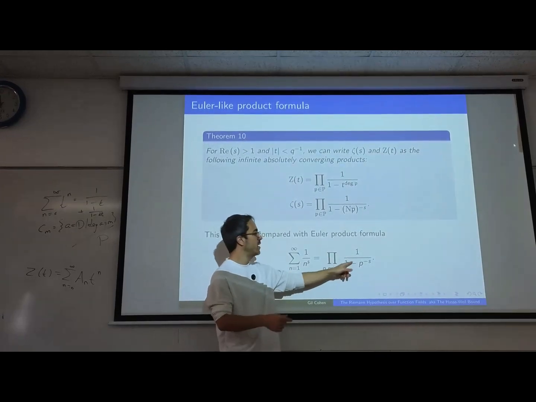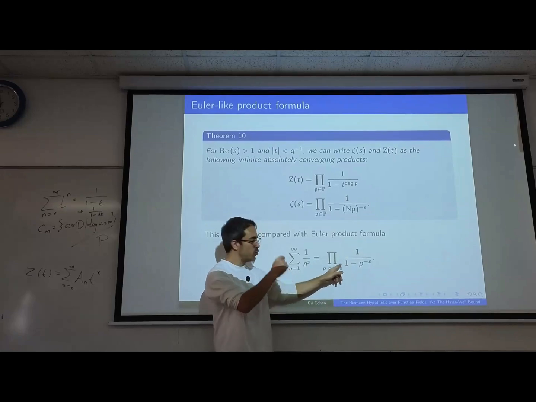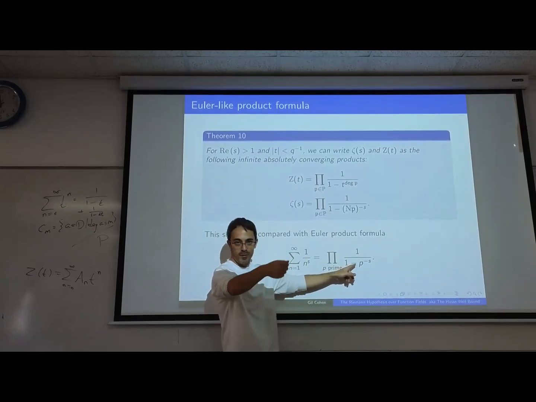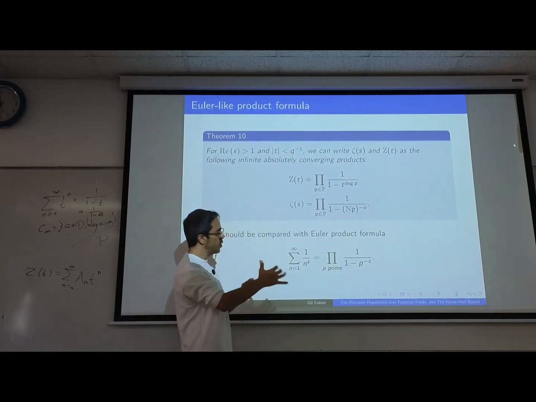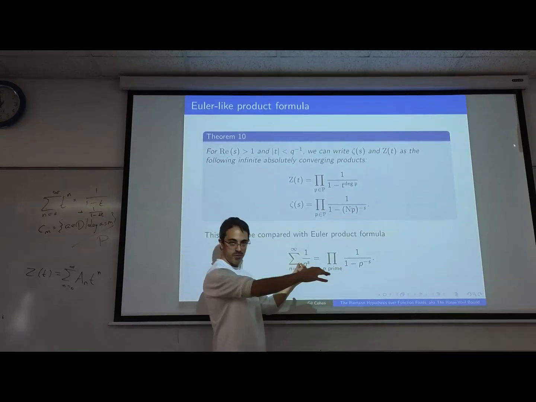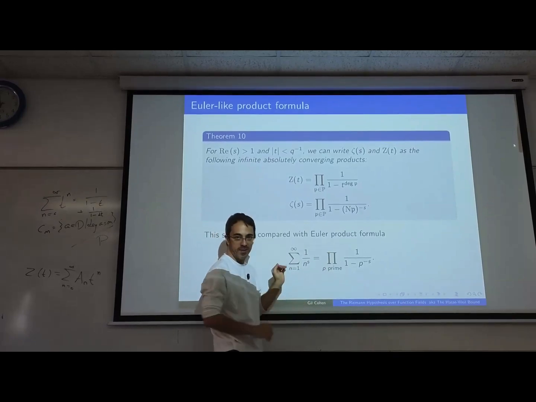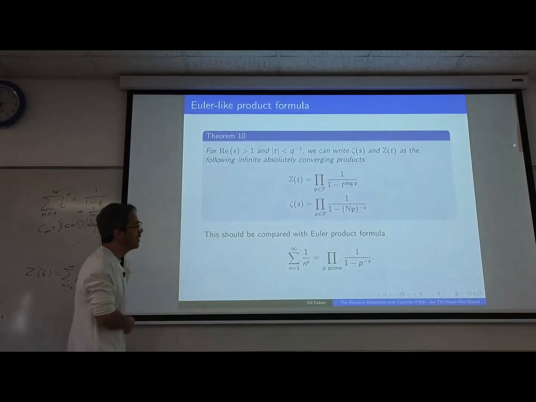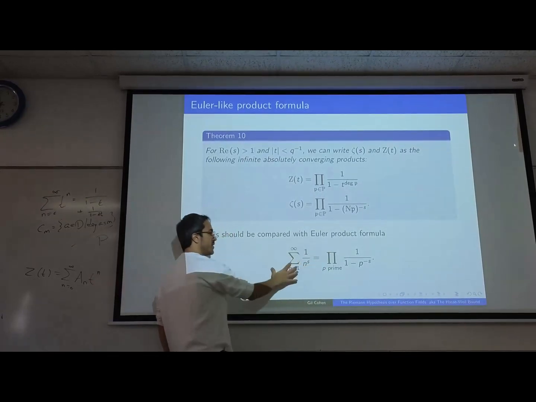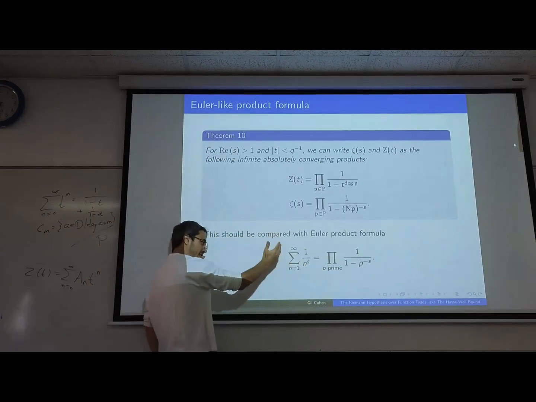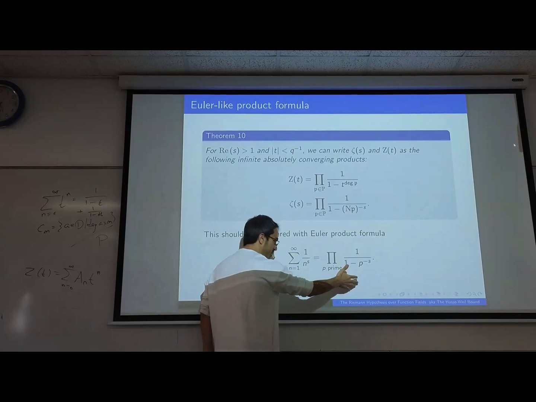Because for every p, this thing is 1 plus p to the minus s plus p to the minus 2s and so forth. And because you have unique factorization of numbers into primes, then again, up to convergence issues, you have equalities here. So this is the usual zeta function. This is the other way of looking at it. This is with integers. This is with primes.